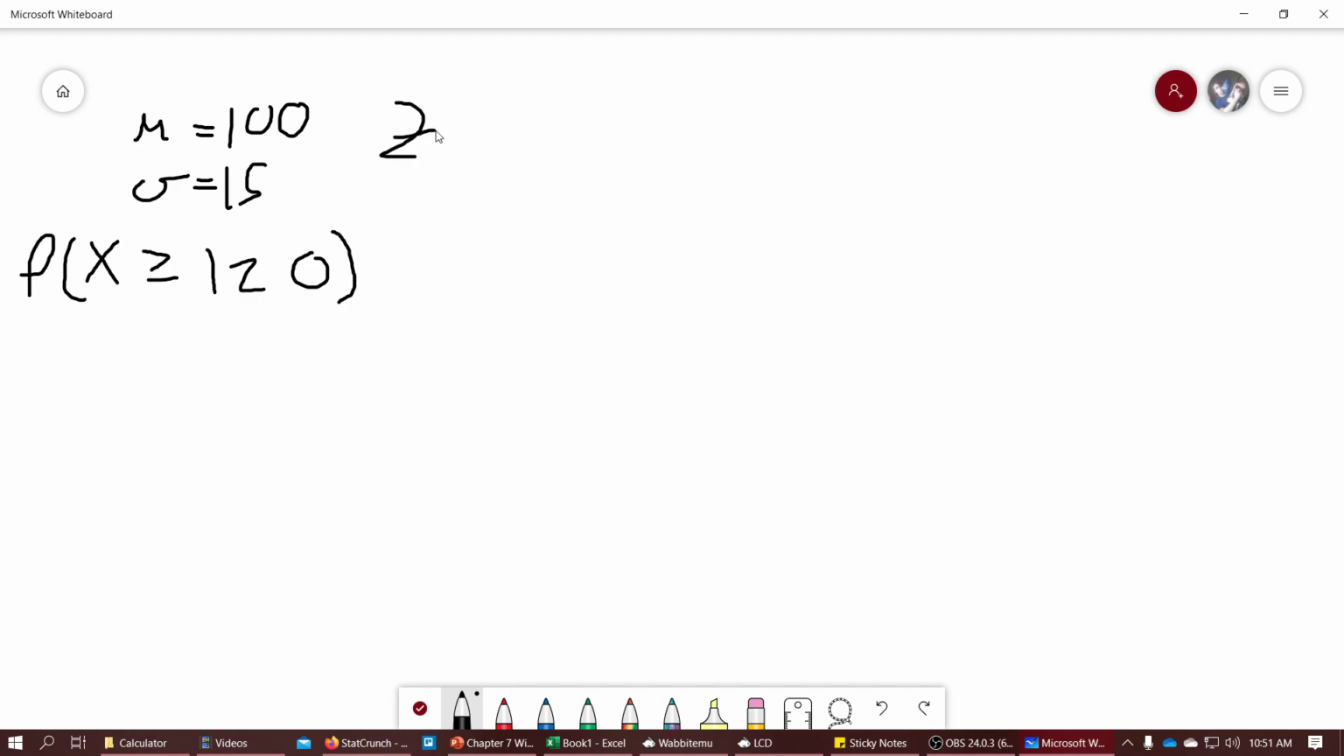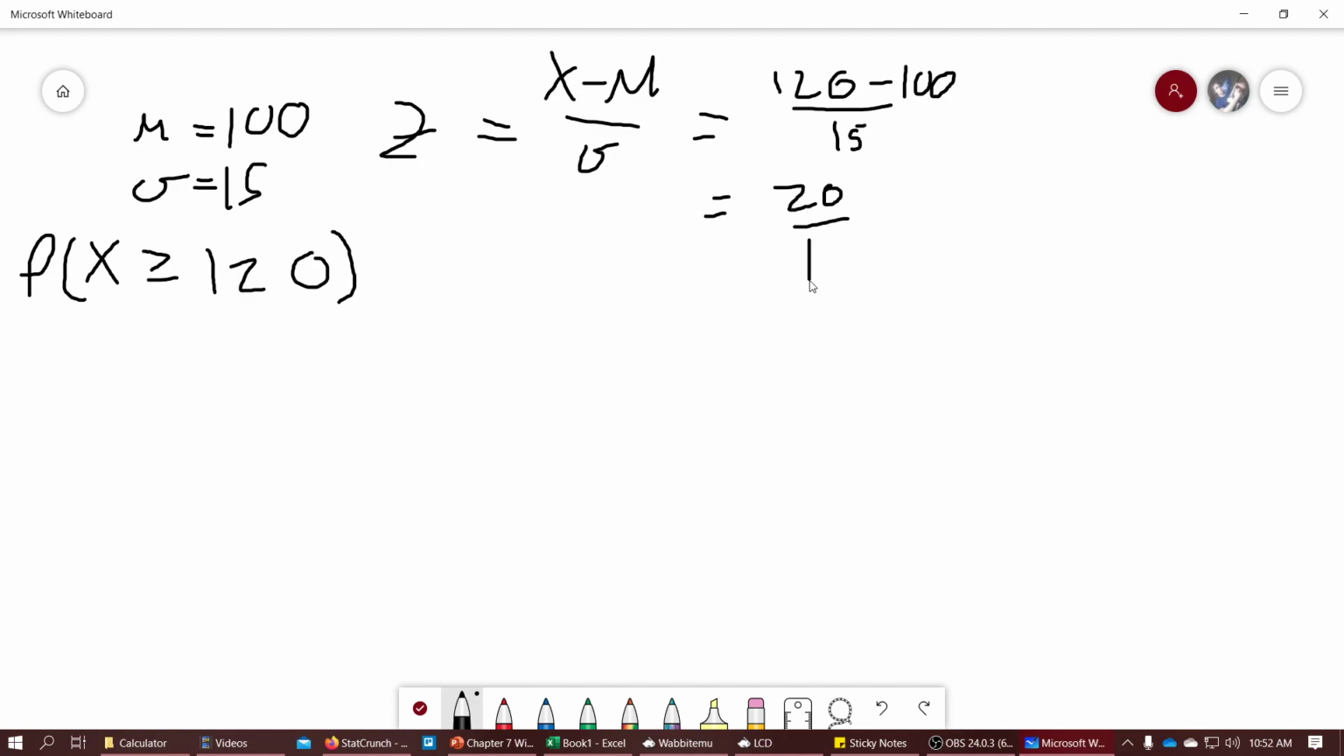So I'm going to calculate the z value. The z value is called the standardized value. Okay, so our formula for that is x minus mu over sigma. And I wish I had a touch screen here. It might be a little bit neater. Okay, so x is 120 minus mu, which is 100, over sigma, which is 15. Okay, and that gives us 20 over 15, or 4 over 3.